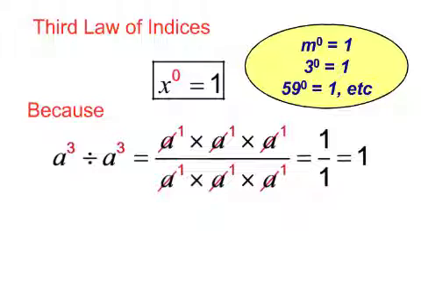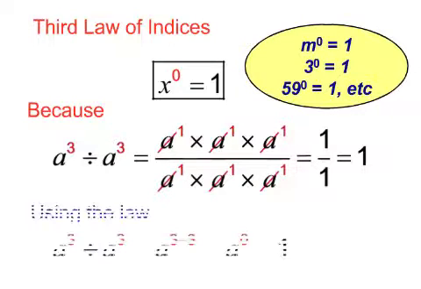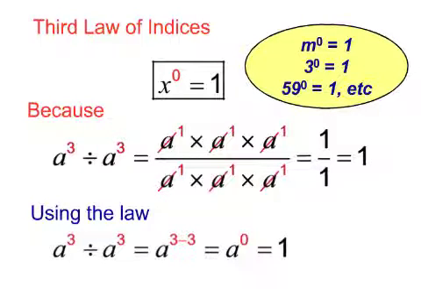If I do this the long way, I've got the fraction as shown, a times a times a on the top, a times a times a on the bottom. Notice they all cancel, giving us an answer of 1. But there's a quicker way of doing this, using this law.